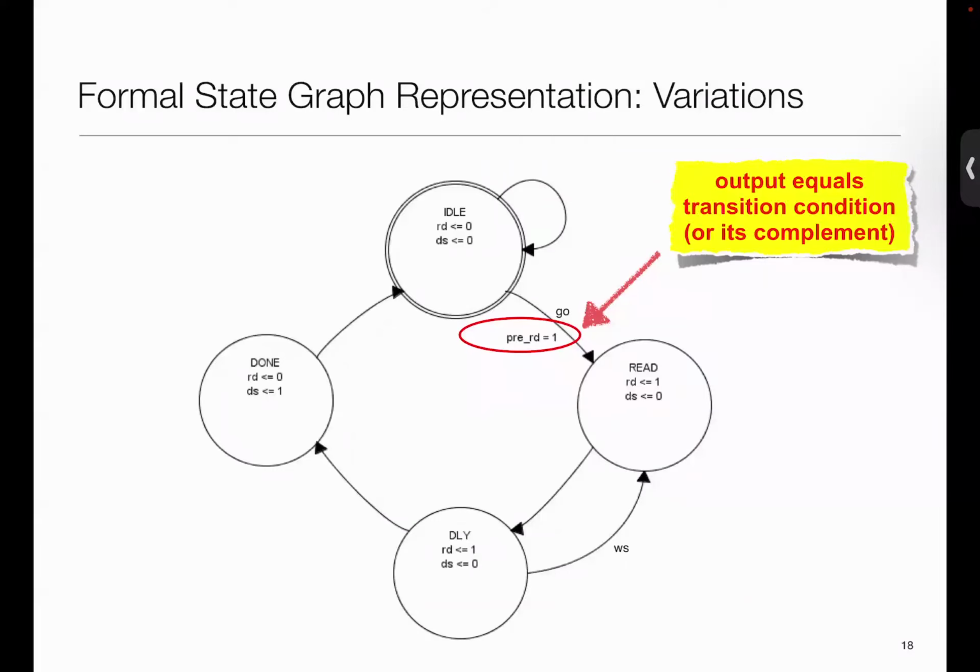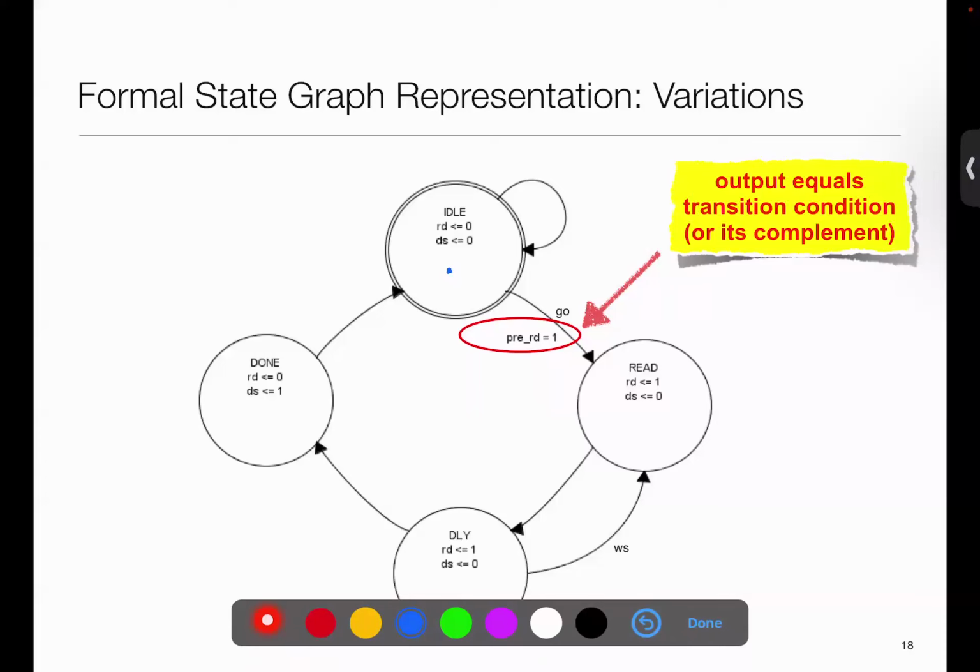Yeah, there are professional caliber tools. Sometimes instead of listing the output inside, we list the output out here. We saw that earlier. So we can say go, and then we can say pre-RD equal to 1. So we are basically saying if go, take this transition, and pre-RD is 1. So this is essentially implying a Mealy thing, because it's saying pre-RD is 1 if go is true.